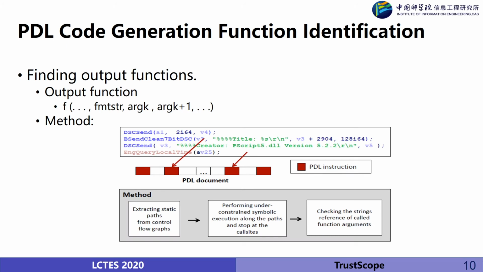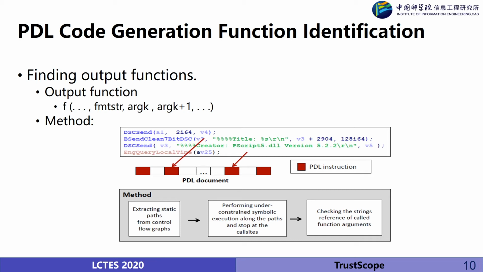After identifying output modules, we must then find the output functions within those modules that generate the actual PostScript instructions. We find that the output functions have a special structure. An output function can be defined as a function f, where f replaces the format string specifiers with actual arguments to form the PostScript instructions and sends them to the printer.